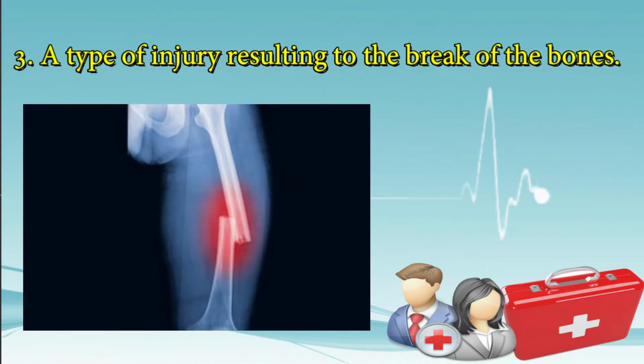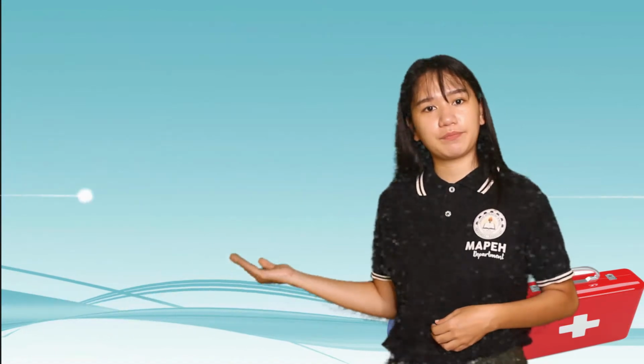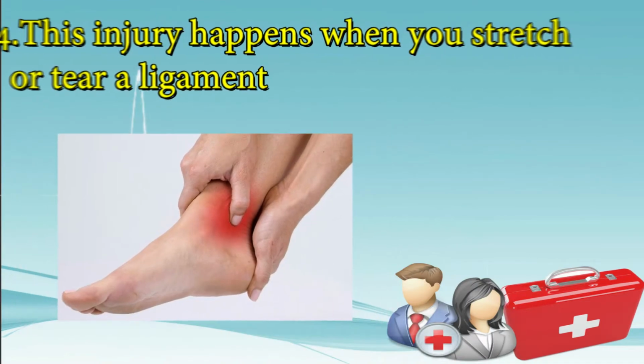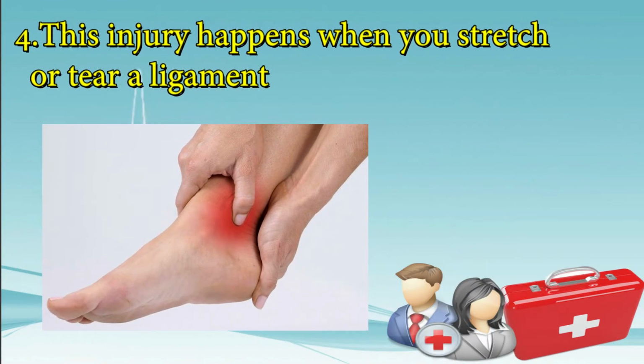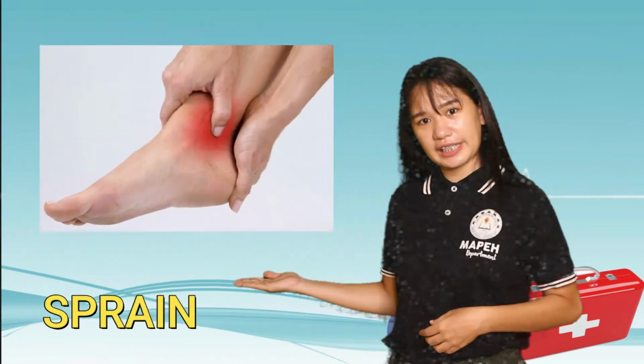The third question is a type of injury resulting to the break of the bones. The correct answer is fracture. And lastly, this injury happens when you stretch or tear a ligament. The correct answer is sprain. Did you all get it right? Excellent! We are done with our warm-up questions.